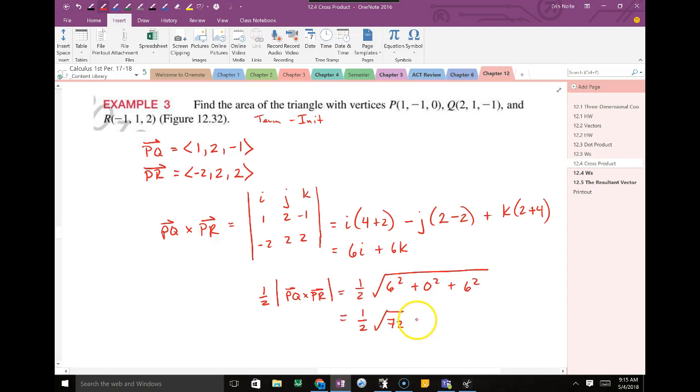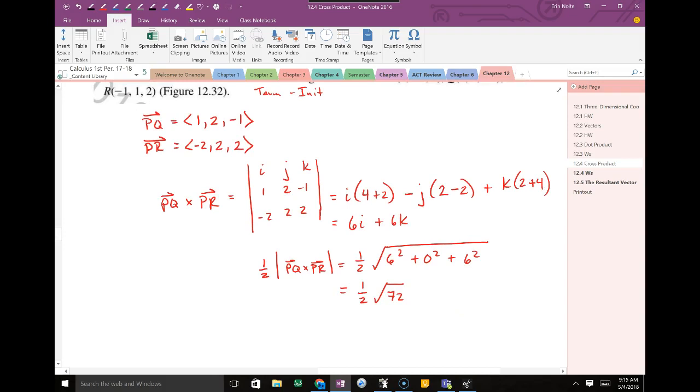and 36 plus 36 is 72. Ooh, can I break 72? What perfect square number multiplies to 72? 9? Wait, bigger than that. 36. 36 times 2. So the square root of 36 is 6. And then 1/2 of 6 is 3. So this breaks down into 3 square roots of 2. And that would be the amount of area that exists between those points. Which is pretty cool. I mean, we could have totally gone about that geometrically, but instead we used matrices and vectors.